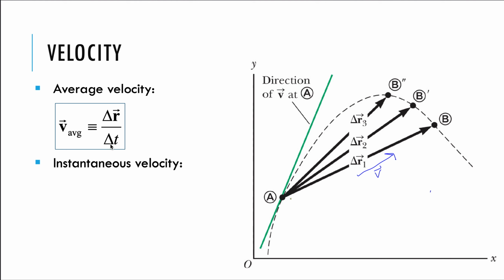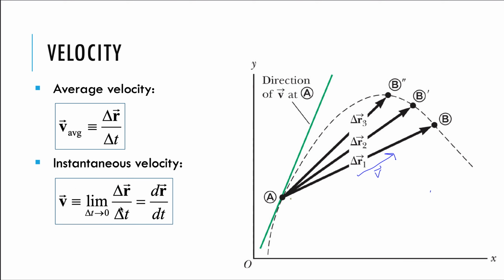What about instantaneous velocity? Well, let's say we want to find the instantaneous velocity at point A. We know that if we find the limit as the time interval approaches 0 of delta r over delta t, then we get the derivative of r with respect to t. So this picture is just showing that as the time interval gets smaller, and the delta r is also getting smaller, we are getting closer and closer to the green line, which points in the direction of the instantaneous velocity at that particular time.